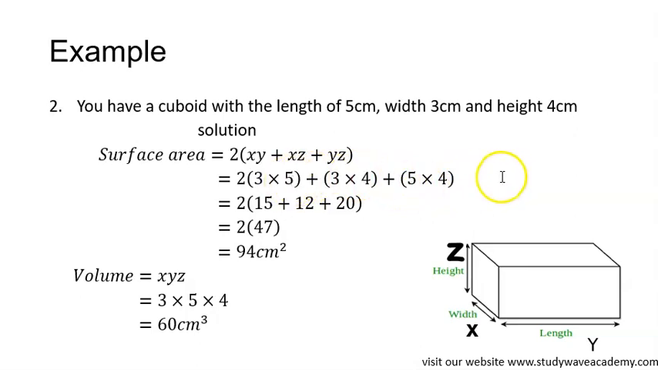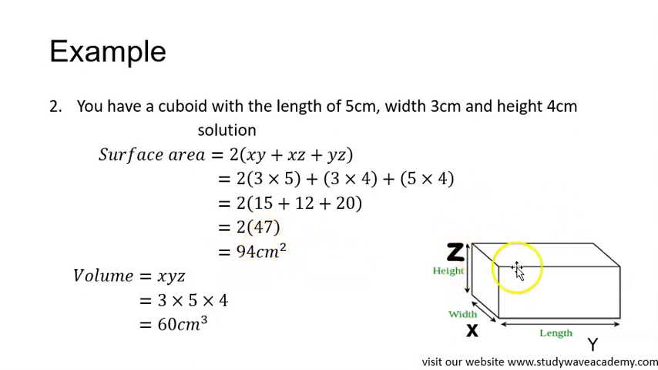So we simplify further, deal with the bracket. 3 times 5 is going to give you what? 3 times 5 is 15, right? So you write down 2 bracket 15 plus 3 times 4 is going to give you 12, plus 12. And 5 times 4 is going to give you 20, plus 20, bracket close. You deal with the bracket. 15 plus 12 plus 20 is going to give us 47. So to open the bracket, 2 times 47 is going to give us 94 centimeters squared.